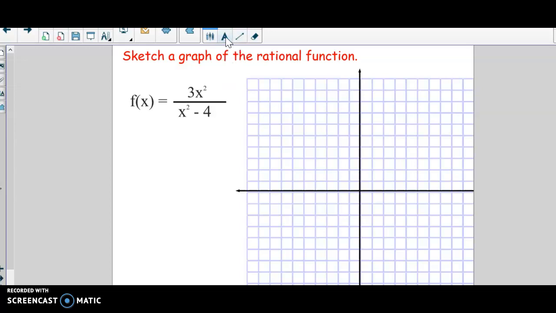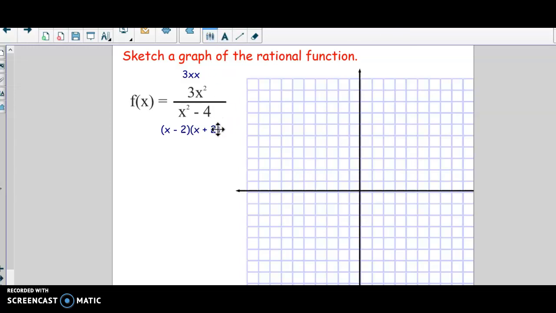Step one is to factor. So we need our mad factoring skills. The top part really doesn't factor. I guess if you wanted to write it as 3x times x like that, you could, but it's not really necessary. The bottom part does factor. That's the square minus square part, so we get x plus 2, x minus 2. We're going to use this to figure out our asymptotes.